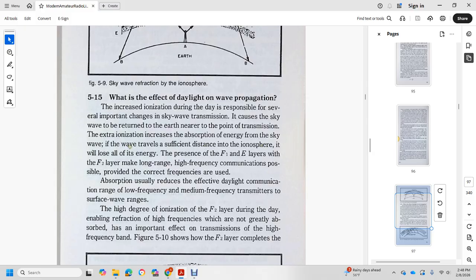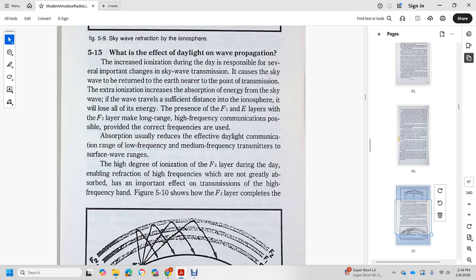In addition, the ionosphere loses energy, and the light loses all its energy, in the presence of the F1 and E layers. The F2 layer makes long-range high-frequency communications possible, provided the correct frequencies are used. Absorption usually reduces effective daylight communication range for low frequency and medium frequency transmitters. High ionization of the F2 layer during the day will enable the refraction of high frequencies, which are not generally absorbed.